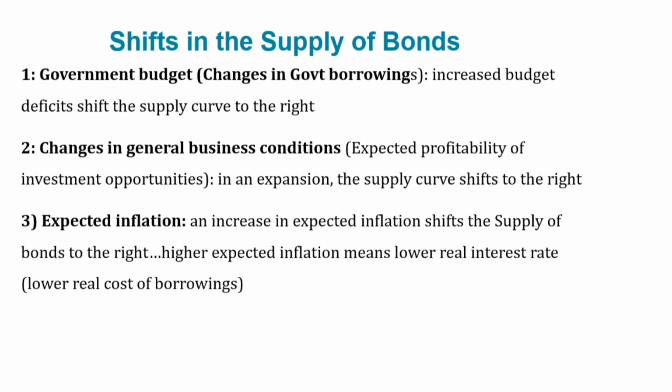One is the government budget, that is, changes in government borrowing. For example, if there is an increased budget deficit, that is going to shift the supply curve to the right. So what is meant by an increased budget deficit? Budget deficit means the borrowing requirement of the government.